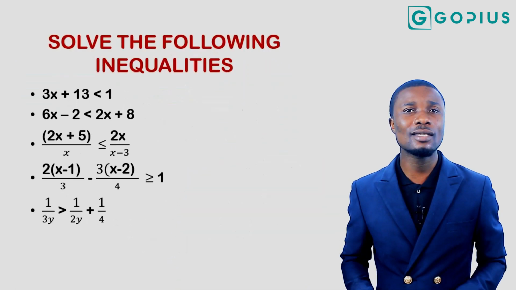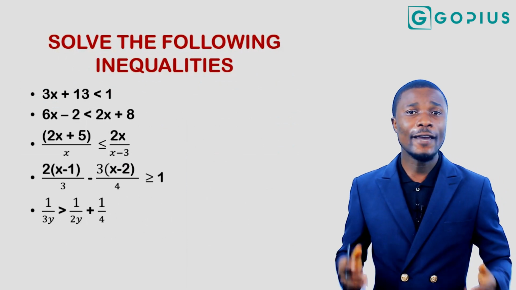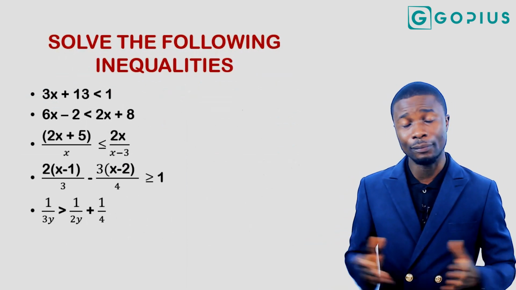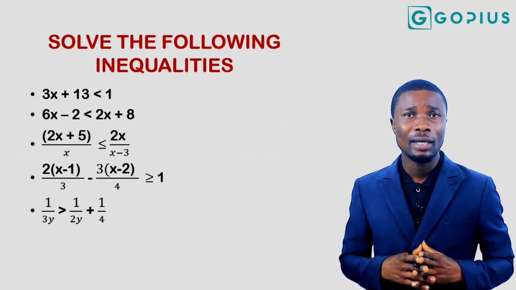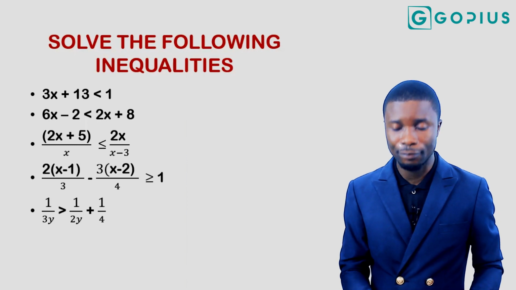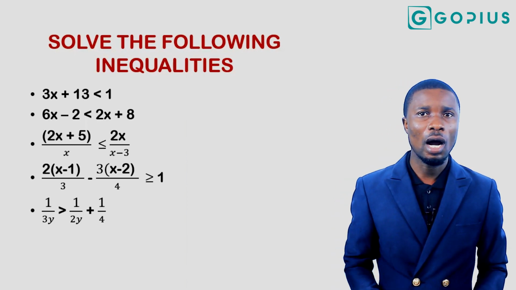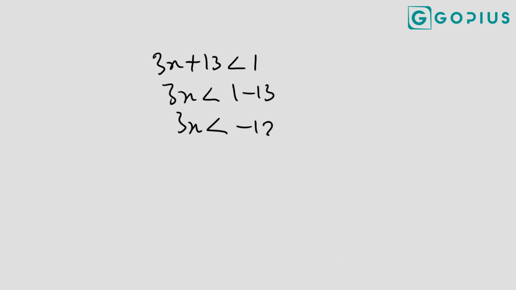Alright, so on your screen you can see that we have the following exercises to look at. First one being that 3x plus 13 is less than 1. We are asked to find the range of values that will satisfy that particular inequality. Just as you solve a simple linear equation, this is a simple linear inequality, so we do the same thing. We have 3x is less than 1 minus 13, since plus 13 goes to the other side and becomes minus 13. So we have 3x is less than 1 minus 13, which gives you minus 12.